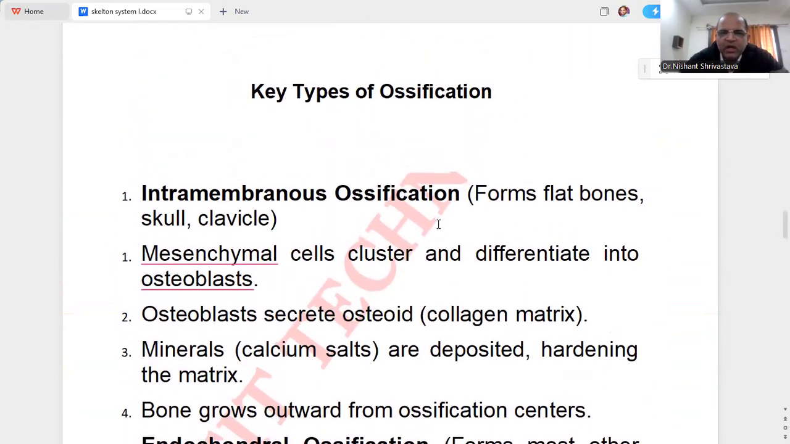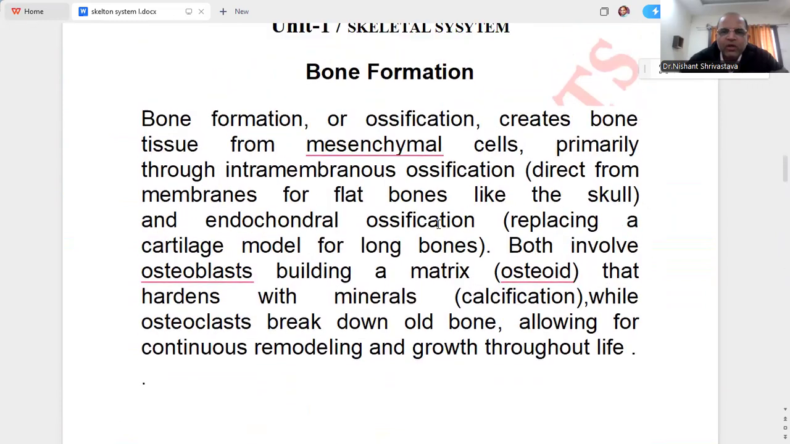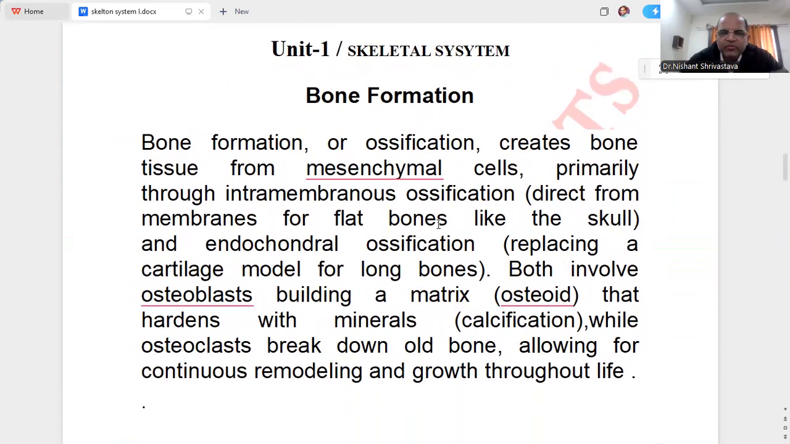How many cells are involved in bone formation? What is the process of bone formation? So this is the complete information on bone formation.